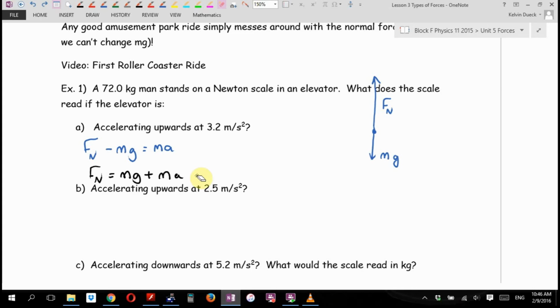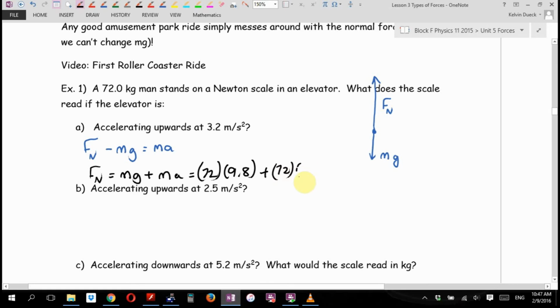Hey, let's crunch the numbers. Matt, what was m? 72. What's g? 9.8, plus, not negative. We took care of the negative with that arrow pointing down. What's m again? 72. What's a? 3.2. What will the scale read? Or what would your rear end feel if you were sitting on the elevator through the chair?